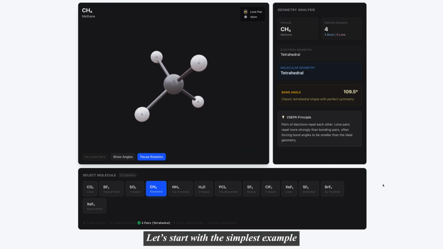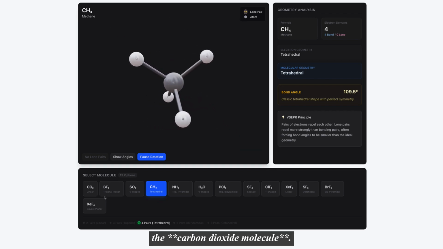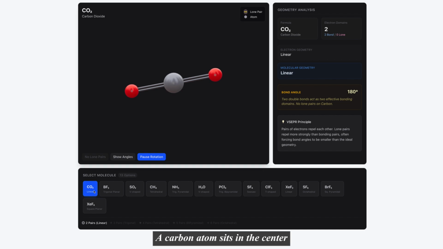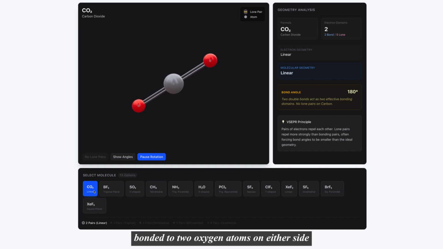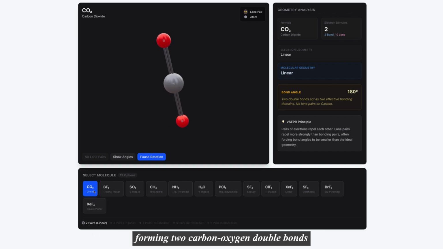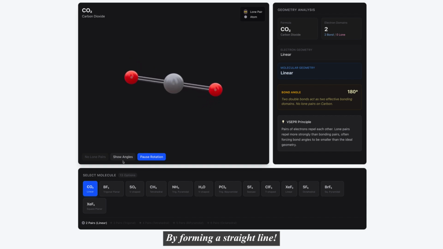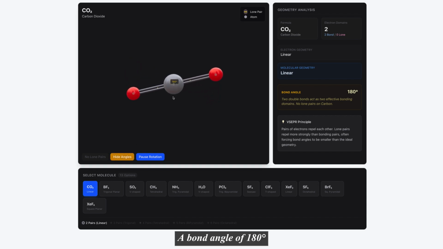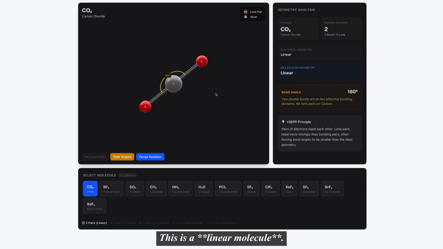Let's start with the simplest example, the carbon dioxide molecule. A carbon atom is sitting in the center, bonded to 2 oxygen atoms on either side. The central carbon is surrounded by 2 sets of electron pairs, forming 2 carbon-oxygen double bonds. How can these 2 sets stay farthest apart? By forming a straight line, a bond angle of 180 degrees, perfectly symmetrical. This is a linear molecule.